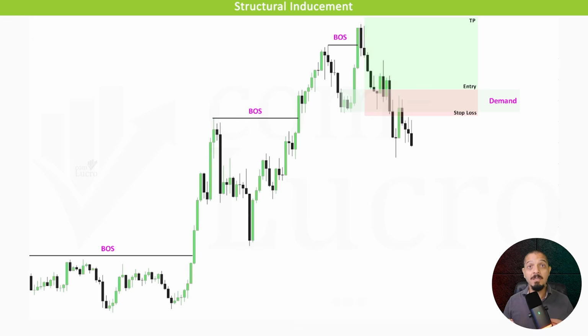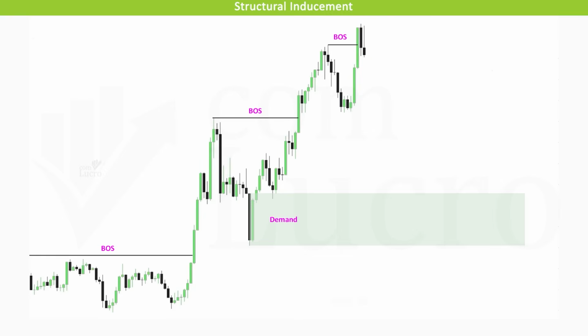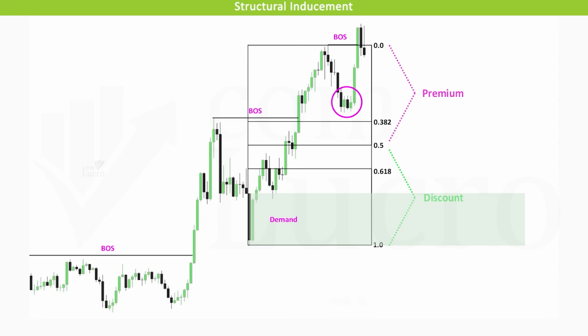The reason behind this becomes clear when you look deeper. This so-called BOS was never a real break in the first place. The entire move was driven by resting buy orders sitting below, inside the discount zone of the main bullish leg. If you draw your Fibonacci tool from the swing high down to the swing low, you will notice that price did not even retrace into the 38.2% level, let alone the 50% level of the previous impulse.